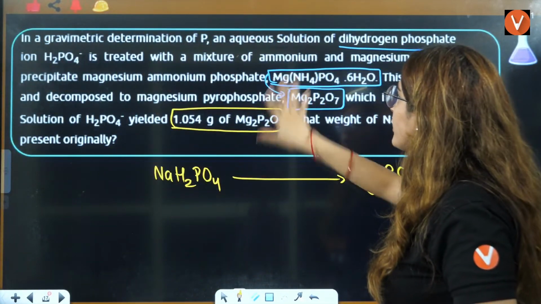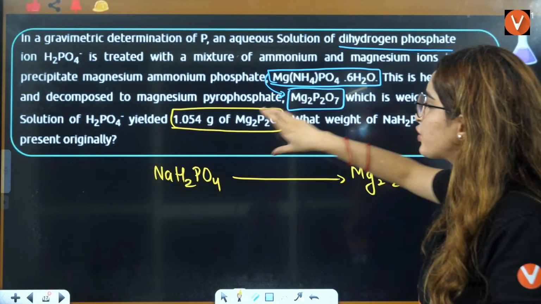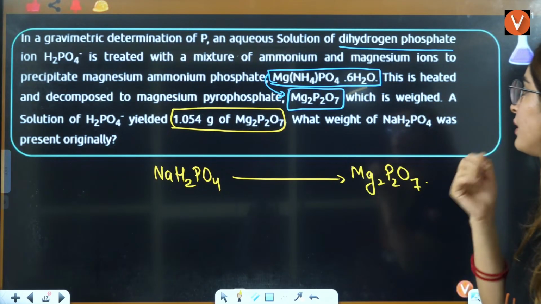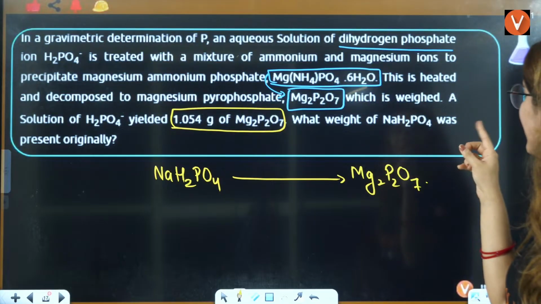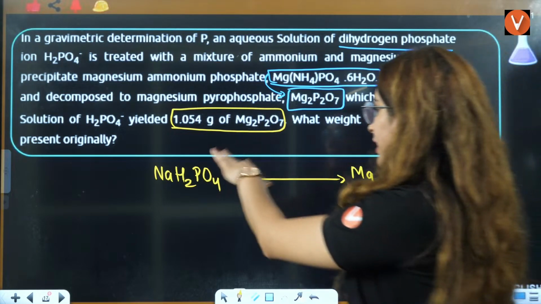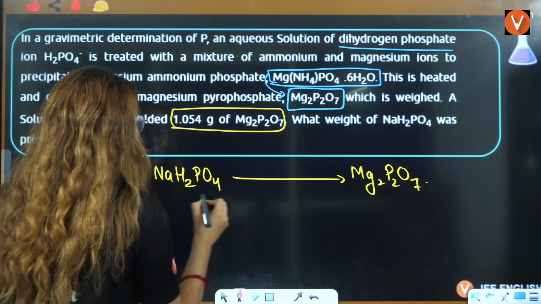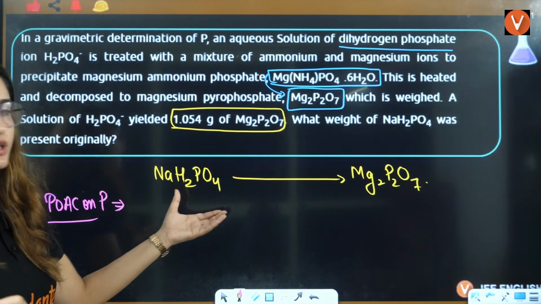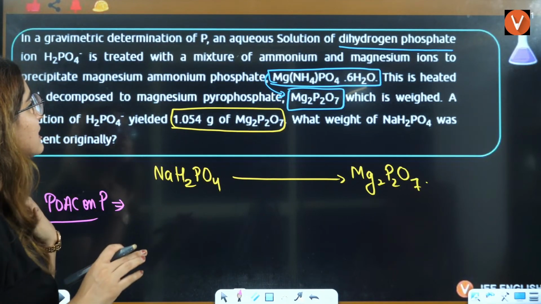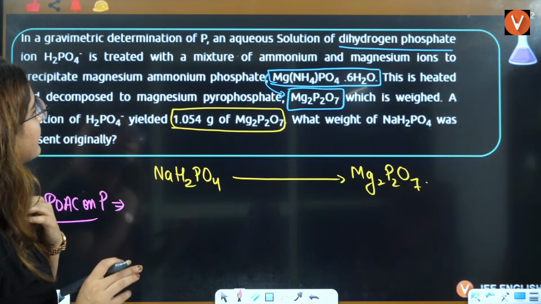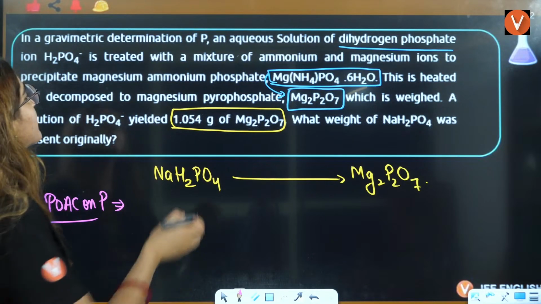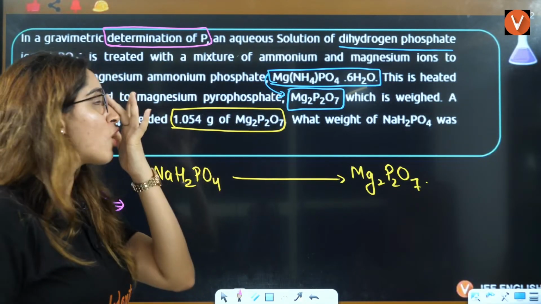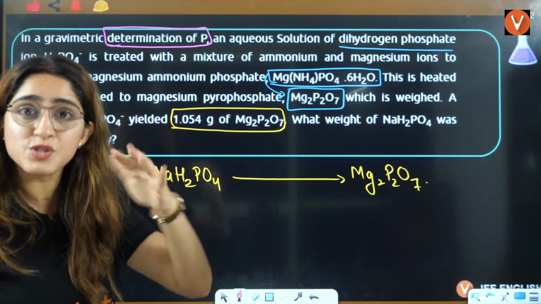You just have to see what is the reactant and what is the product. We know that the reactant is going to be NaH2PO4, and the product is going to be this. They are asking you the weight of NaH2PO4 that was present originally. Now guys, apply POAC on which thing? It's only possible on phosphorus, because phosphorus is the most common thing here. Let's see if there is any hint: because it is a determination of phosphorus, all the phosphorus is converted. So the hint is already given.